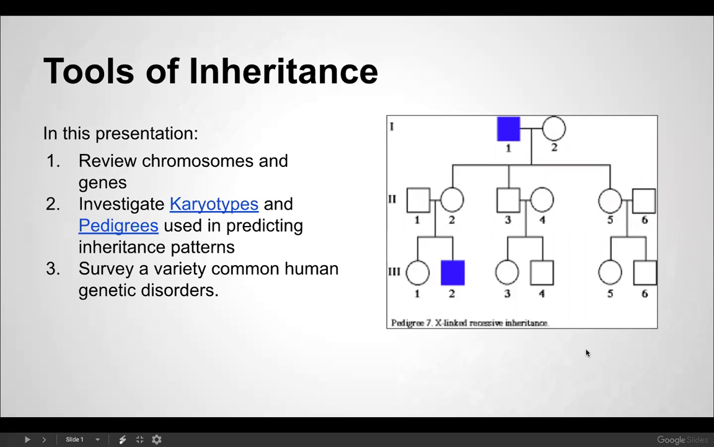Okay, last lesson of Biology A, tools of inheritance. These are tools that a geneticist would be able to use to help identify various things that are necessary to know about heredity and genetics, and give information to families and so forth. So here we go. In this presentation, we review chromosomes and genes, investigate karyotypes, that's a tool, and pedigrees that are used in predicting inheritance patterns, and survey a variety of common human genetic disorders. Those are the things that we'll see in this particular lesson.